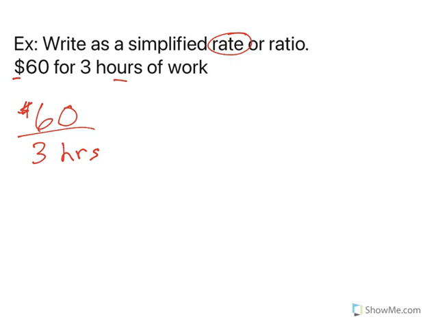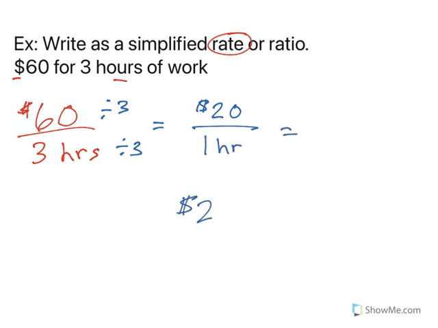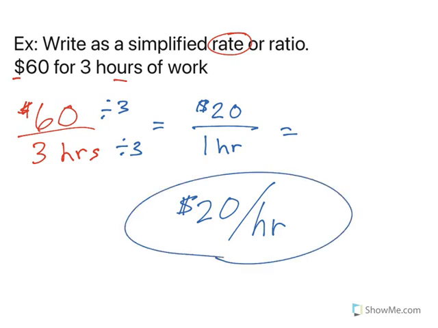So when I see 60 over 3, I say, hey, those are both reducible by 3. So I can divide the numerator and the denominator by 3. So 60 divided by 3 is 20. 3 divided by 3 is 1. So this means our rate is $20 per hour. Not too shabby.